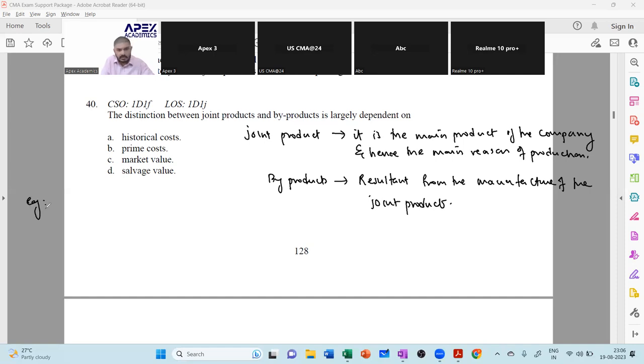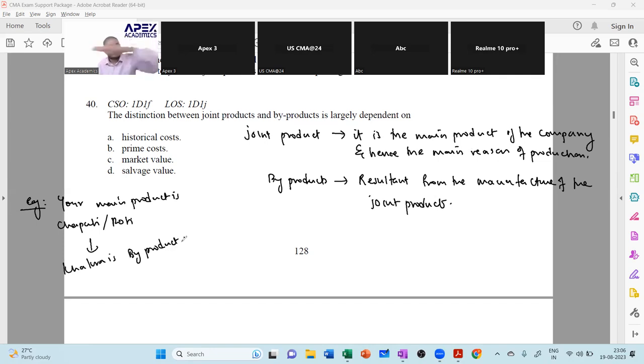For example, your main product is chapati or roti, but khakra is a byproduct. Please understand this. Why? The chapatis or rotis that are wasted are converted into khakras. That is what generally is said. If anybody is a Marwadi or a Gujarati over here, they can relate to this really well, because that's how khakras are made. I cannot relate to it, but I was very fond of eating those khakras. Somebody told me, that is how they are made. I said, fantastic, no problem then. So what are byproducts? They are resultant from the manufacture of the joint product.